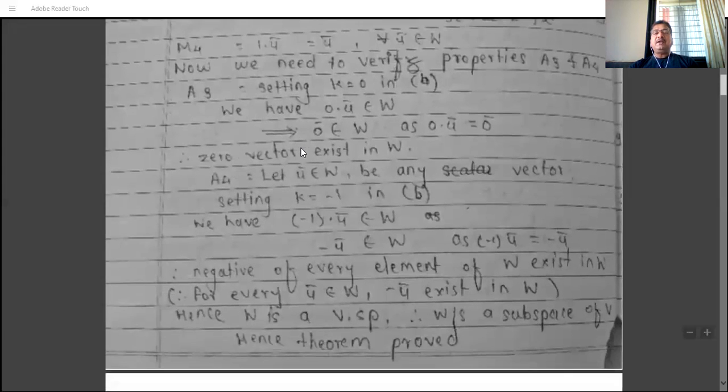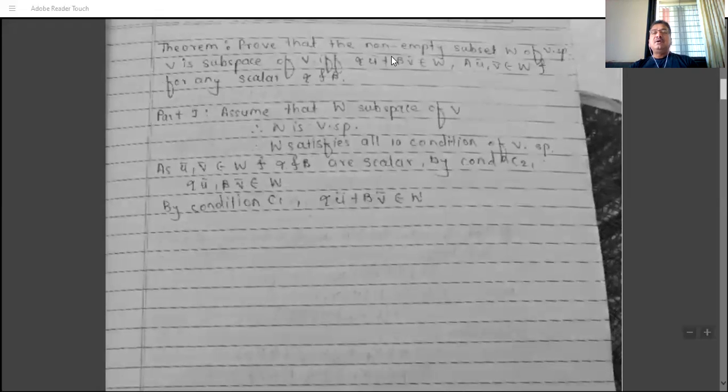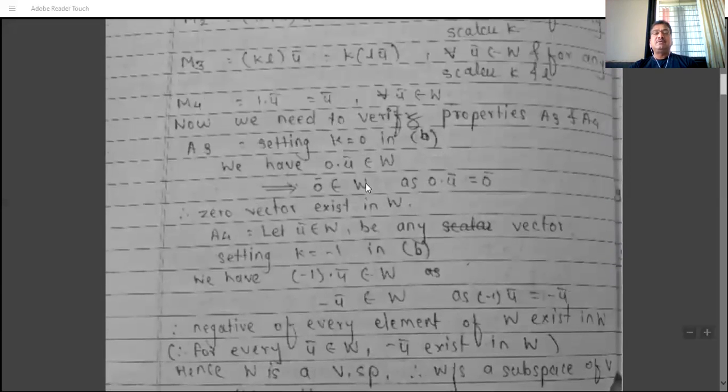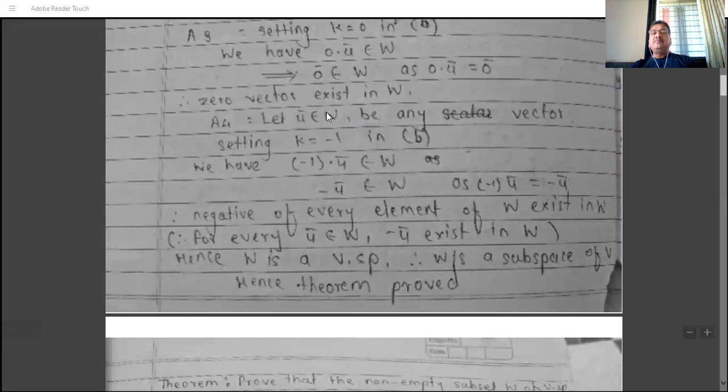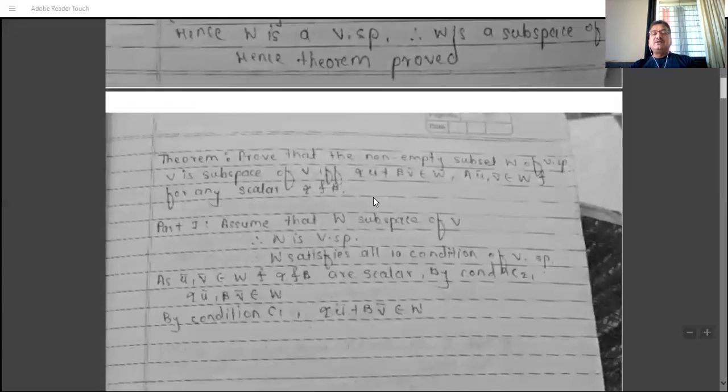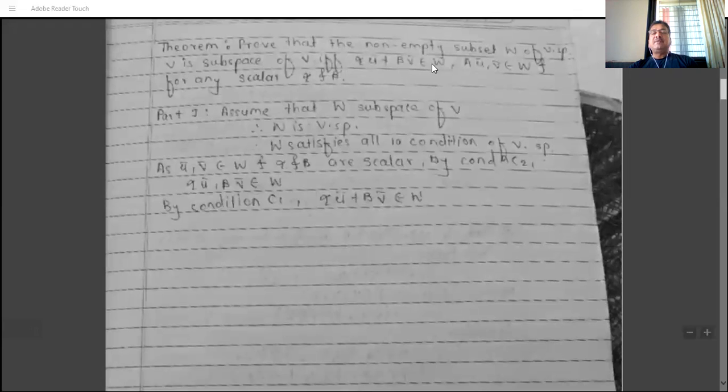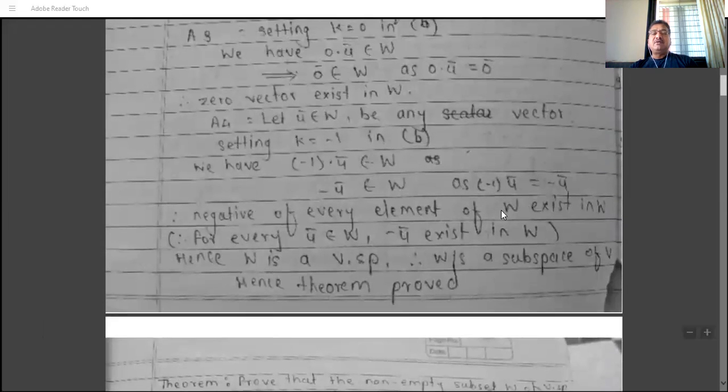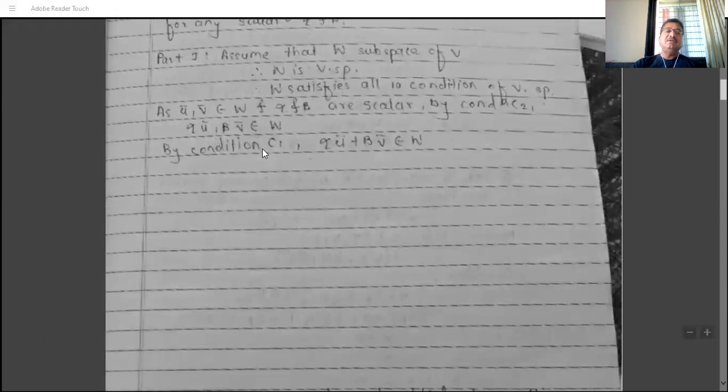For the A3 property, set alpha equal to 0 and beta equal to 0. So 0 bar plus 0 bar means 0 bar belongs to W. We have 0 bar belongs to W, that is, the zero vector is in W. And for the A4 property, for U bar belonging to W, any element, setting alpha equal to -1 and beta equal to 0, we have minus U bar belongs to W, and therefore the negative of each element of W exists in W, and therefore W is a subspace. So write the proof in the 2 parts.